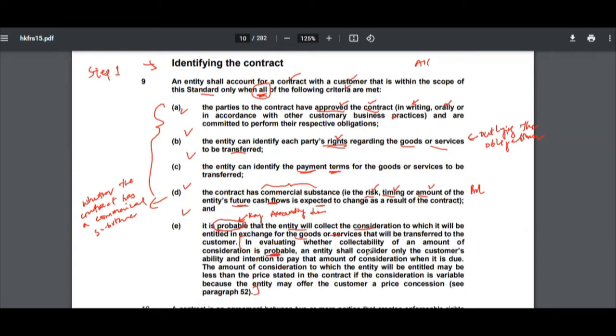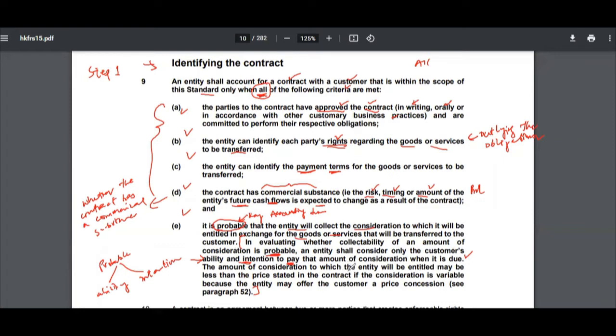So you have to look at it. An entity shall consider only the customer's ability. So you look at the ability of your customer and intention to pay that amount of consideration when it's due, right? So that's what you look at. It's probable. So for the cash flow to be probable, you look at two things: the ability and the intention of your customer, right? So you are expecting that your customer is a nice customer and he's going to pay you. Your customer will pay you.